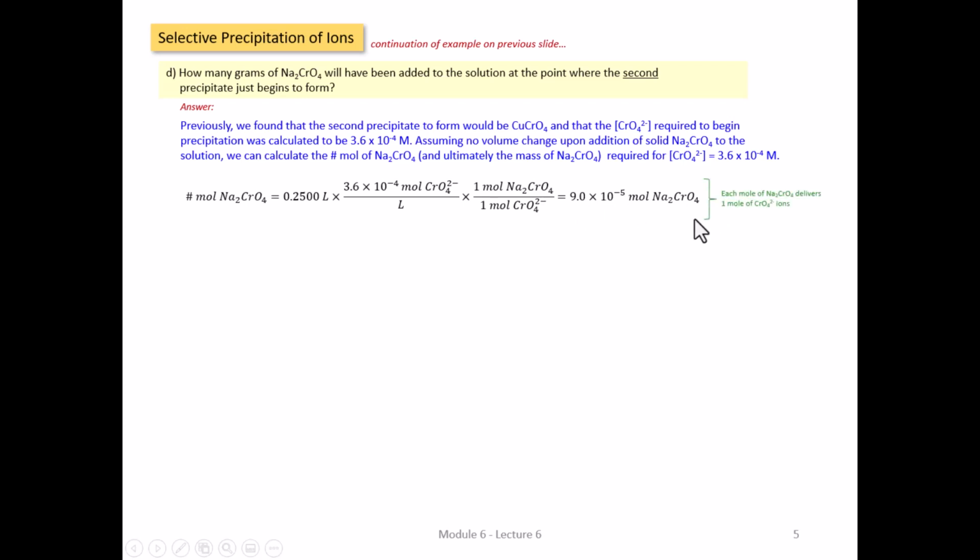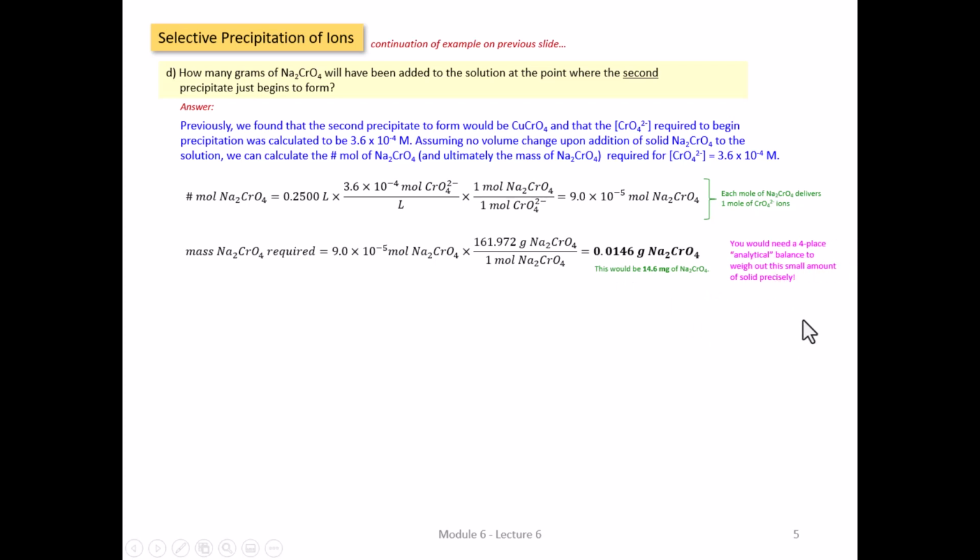We could then just calculate the mass of sodium chromate using its molar mass and the number of moles required, and it turns out we'd only need 0.0146 grams of sodium chromate to deliver enough moles of chromate so that its concentration in that 250 milliliter solution is 3.6 times 10 to the minus 4, which will just start precipitation of copper chromate. This amount would actually be 14.6 milligrams. Now, you'd need a pretty good analytical balance to weigh out this small amount of solid precisely.